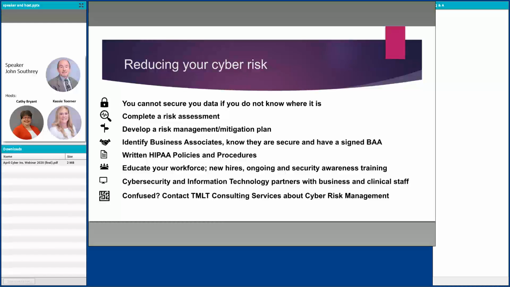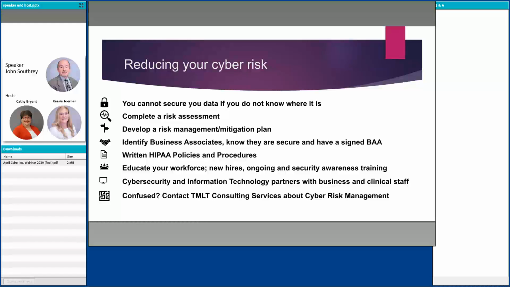Identify all your business associates, know how secure they are, and have them sign a business associate agreement. Have written HIPAA policies and procedures. Make sure that they're up to date. Educate your workforce. New hires, ongoing and security awareness training is key to that. Cybersecurity information technology partners, when you partner with them, you want to make sure that they have the proper cybersecurity posture as well with their business practices and with their staff.